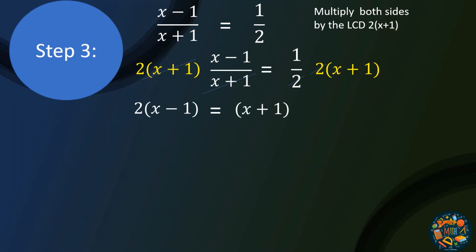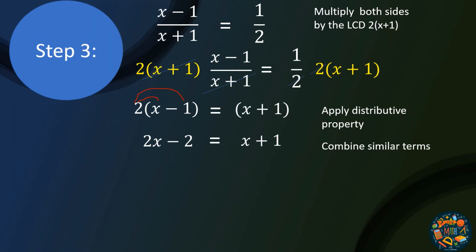Then, apply the distributive property. So, we are going to multiply 2 times x and 2 times negative 1. We have 2 times x is 2x and 2 times negative 1 is negative 2 equals x plus 1.